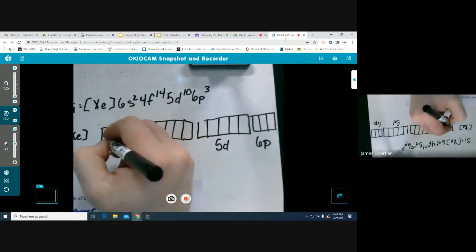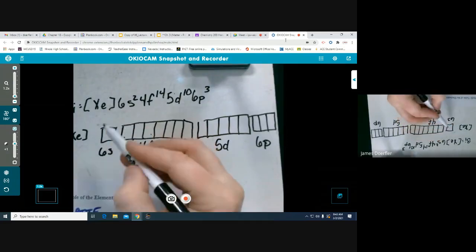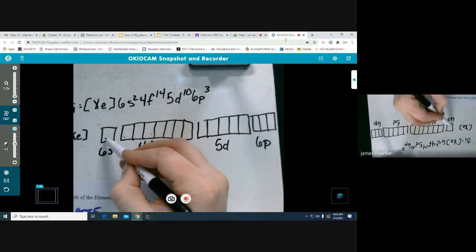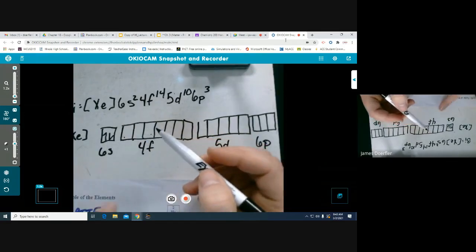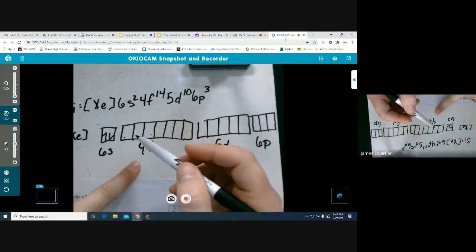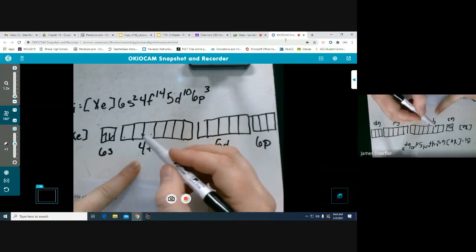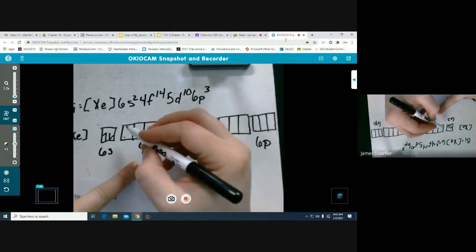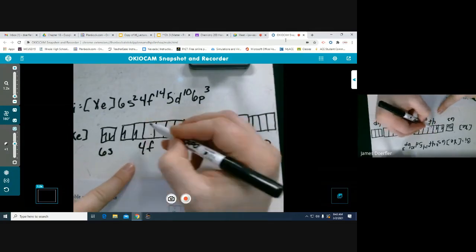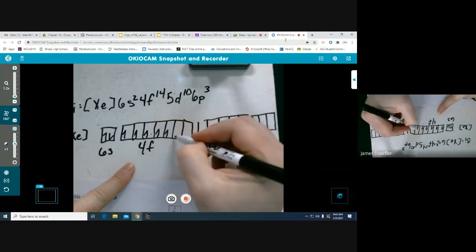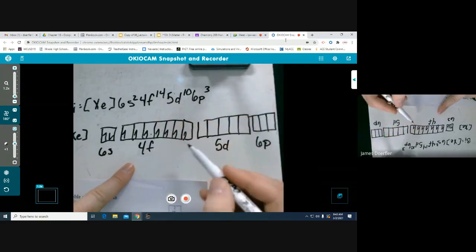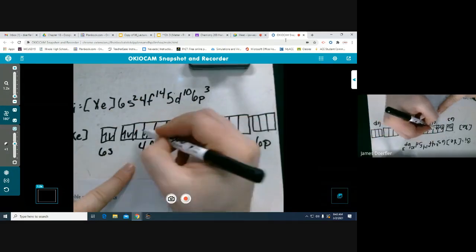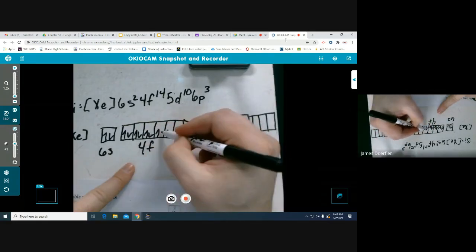How many electrons are going in the 6s box? 2. 1 up, 1 down. How many are going in the 4f total? 14. But again, get in the habit of doing each one getting an up arrow first, according to Hund's rule. Once everyone has one, go back to the beginning of the F and put the down arrows.